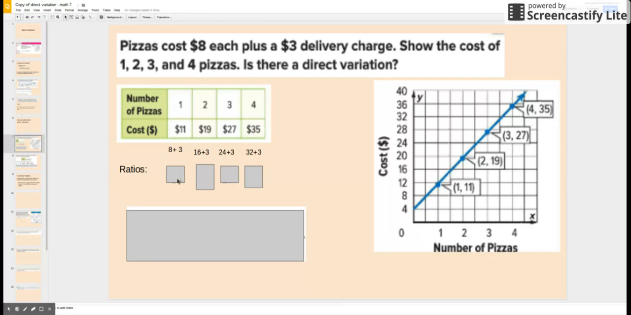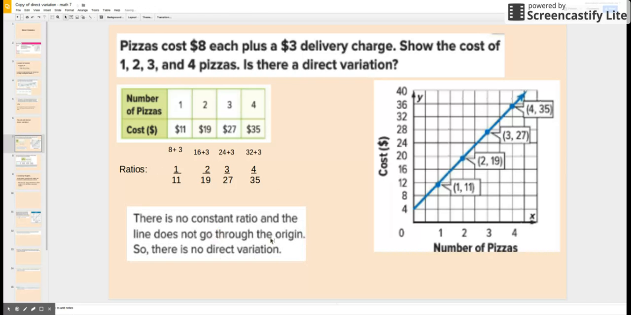Now let's make our ratios. Here I have 1/11, here I have 2/19, 3/27, and 4/35. Are all these ratios the same? No, they aren't. So there is no constant ratio and the line does not go through the origin. So there is no direct variation.